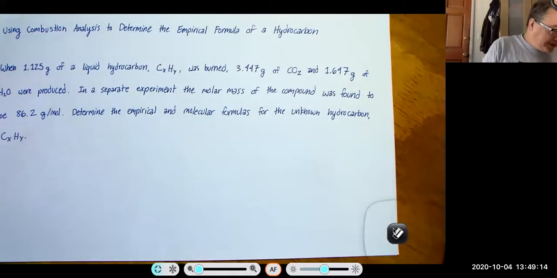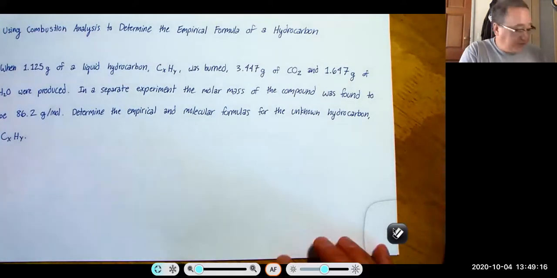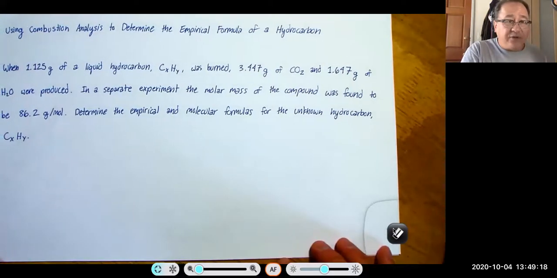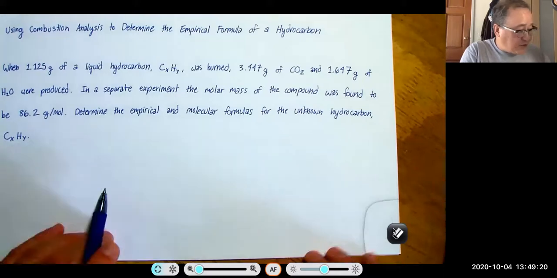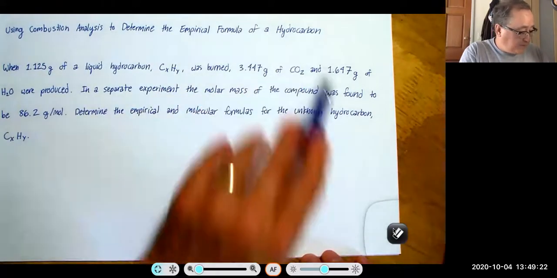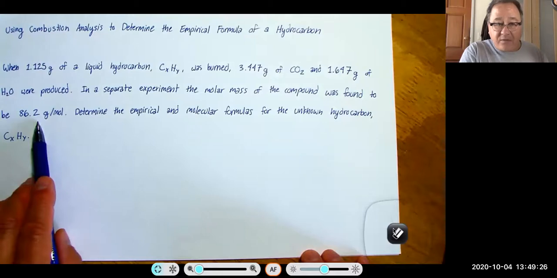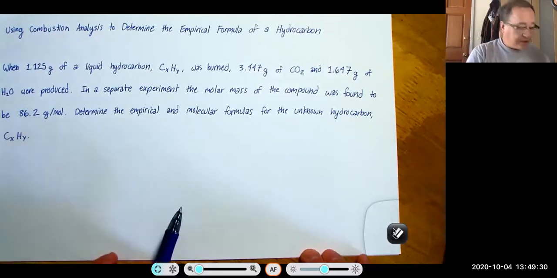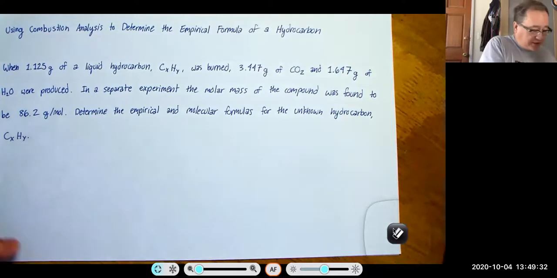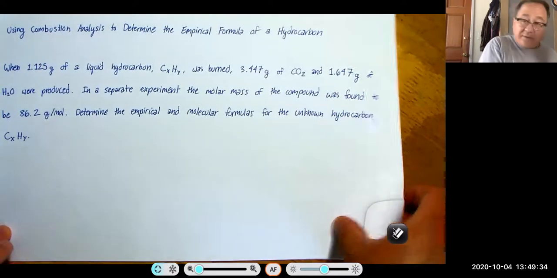So let's take a look at this in practice. So using combustion analysis, we're going to determine the empirical formula of a hydrocarbon. And using the molar mass of the compound, we're going to also figure out the molecular formula. So let's start off first with the empirical formula.